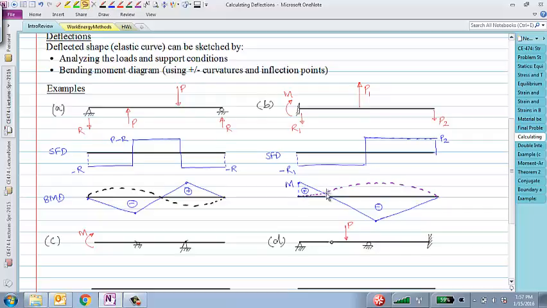where only in this region where there is positive moment, we have the smiley face for the curvature. And everywhere else in this entire region, we have a negative moment. We have a frowny face for the deflected shape and the curvature. Make sense?